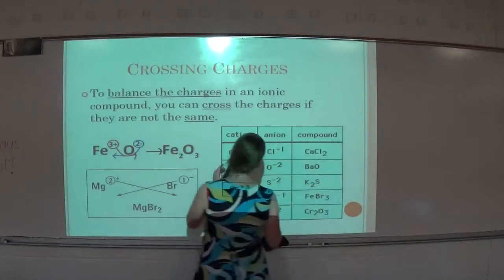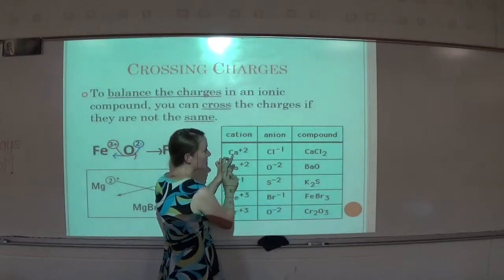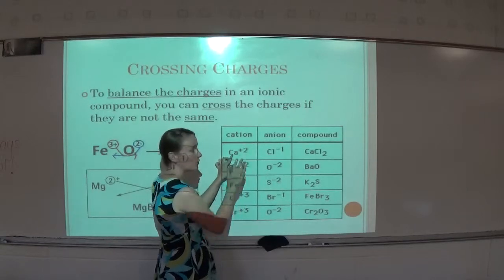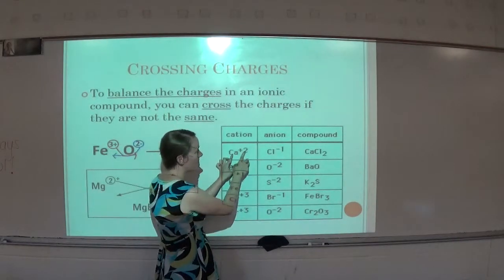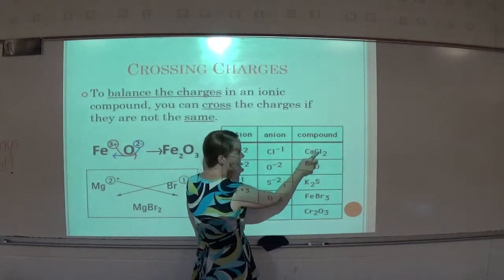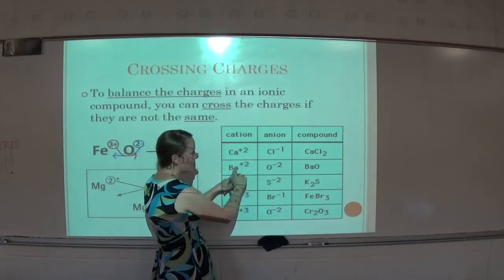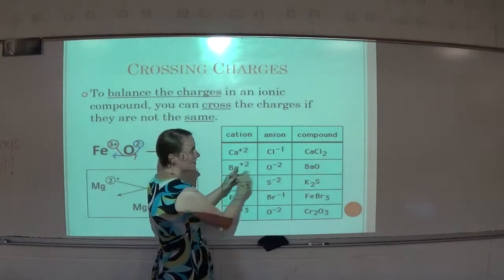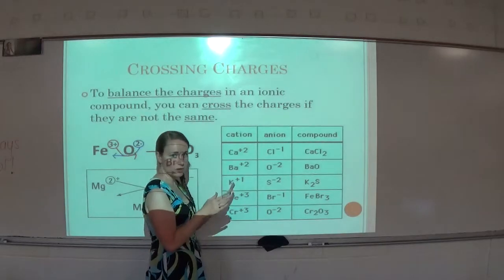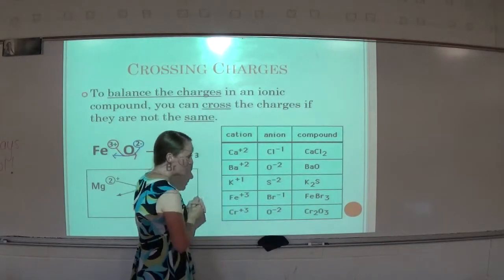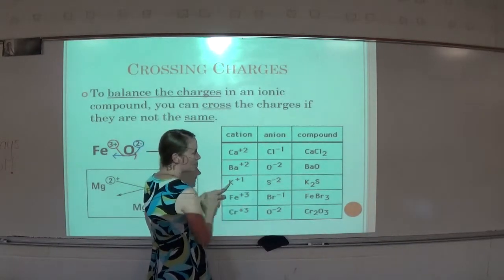For example, I have Ca positive 2 and Cl negative 1. I can take the 2 only, not the charge, just the number, and cross it down. And so I get CaCl2. Now here we have Ba plus 2, O minus 2. These already cancel, so I don't want to cross anything. So it's BaO.